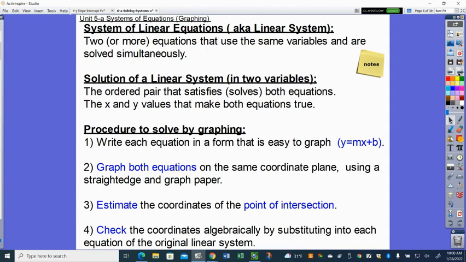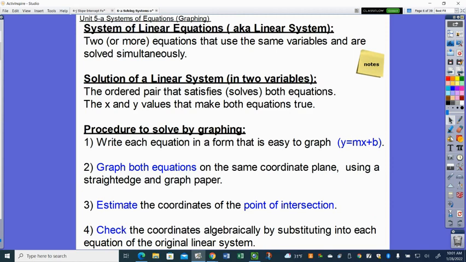Let's go back to the theory and go back to practicing. So basically, a system of linear equations, also known as a linear system, is two or more equations that use the same variables and are solved simultaneously. That means that we're putting them on the same graph. We're solving them together. The solution is the ordered pair that solves both.